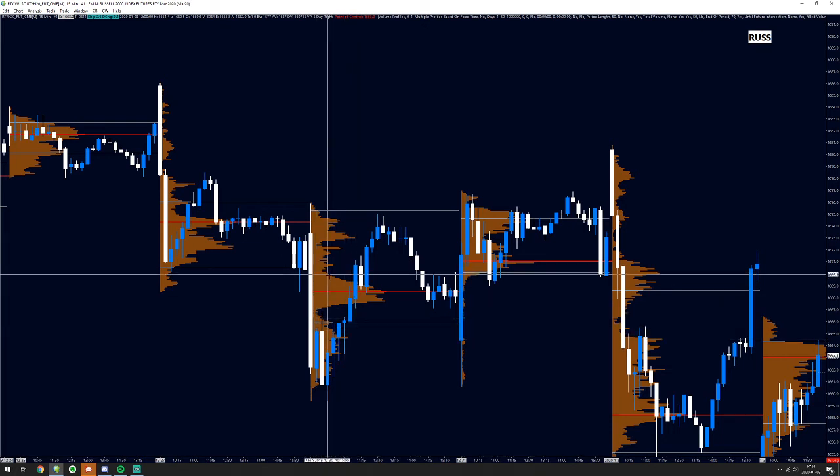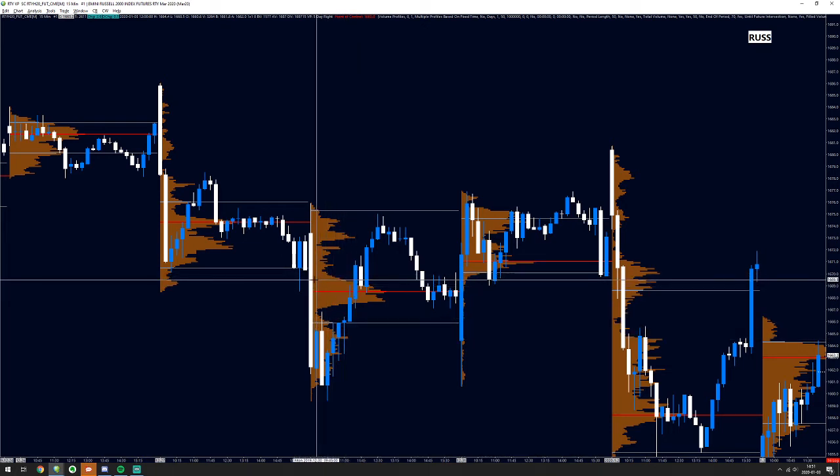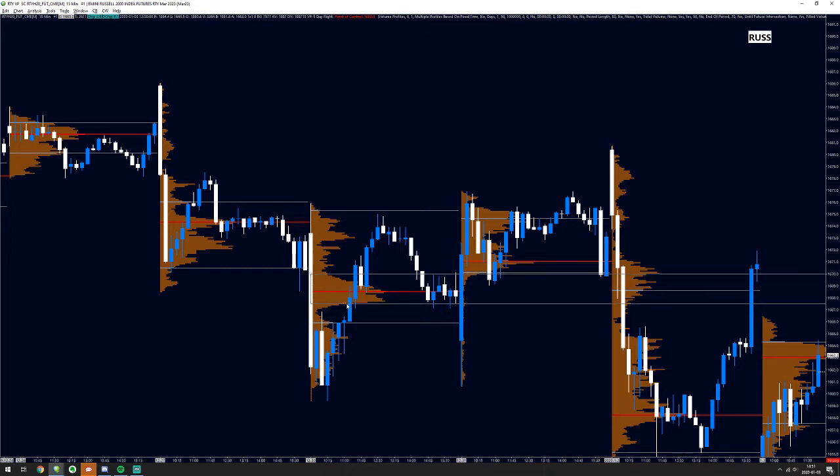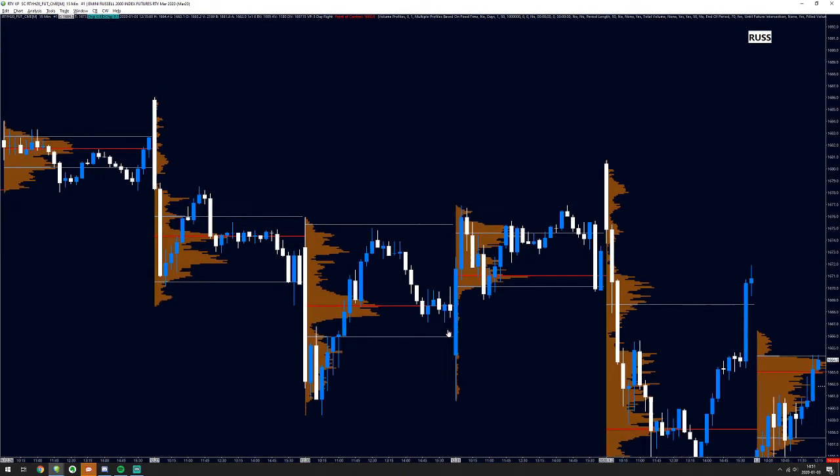Oh, it's a high volume node. Look at that big distribution of volume. Look at that. Juicy. Okay, cool.